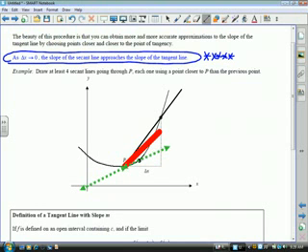Okay, what will end up happening is that the secant line gets closer and closer and closer, and it basically becomes the tangent line.